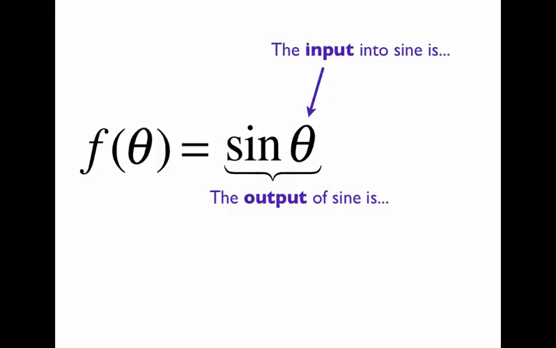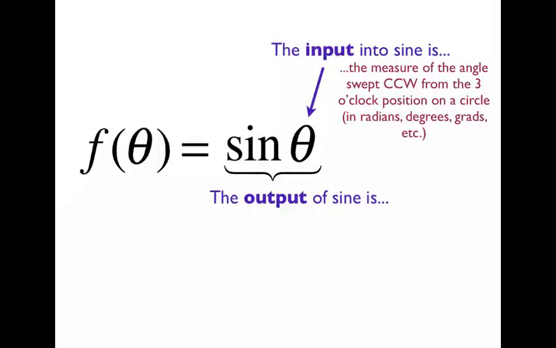And then what unit do we measure the input into sine? It's kind of a trick question. It can be any unit. Okay, any unit's okay. So the measure of the angle swept counterclockwise from the 3 o'clock position can be radians, degrees. We talked about gradients, or any angle measure is fine. Units. You have to have all the details to get full credit.